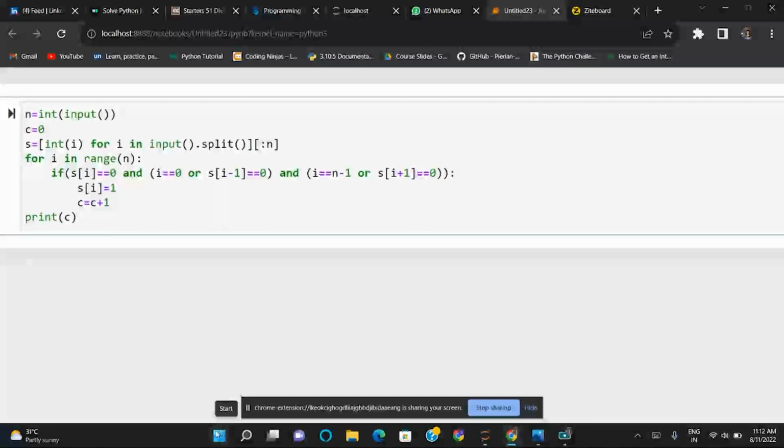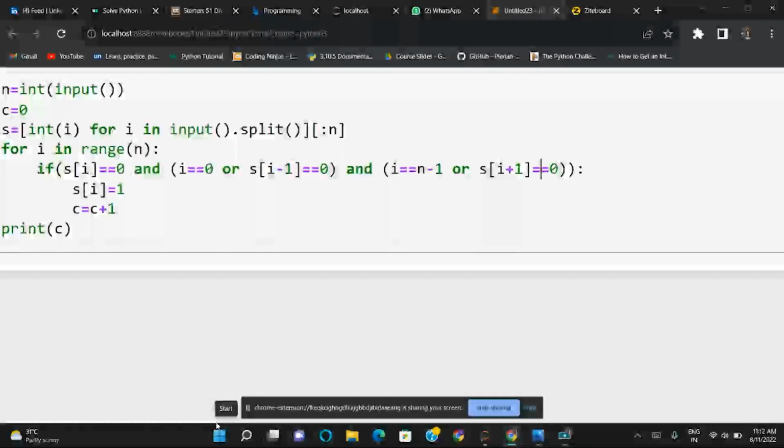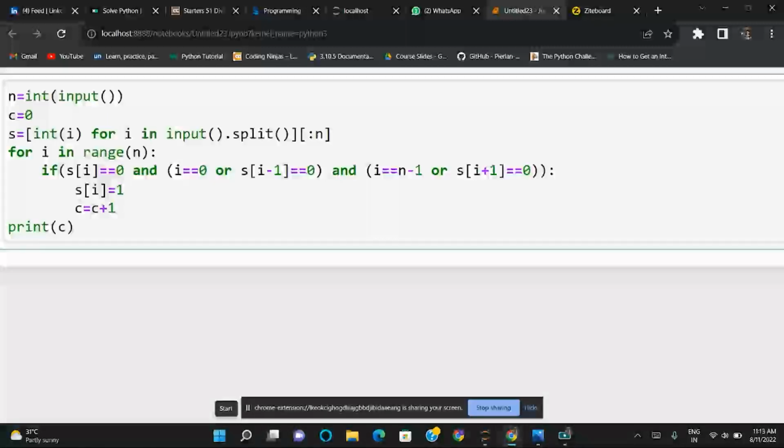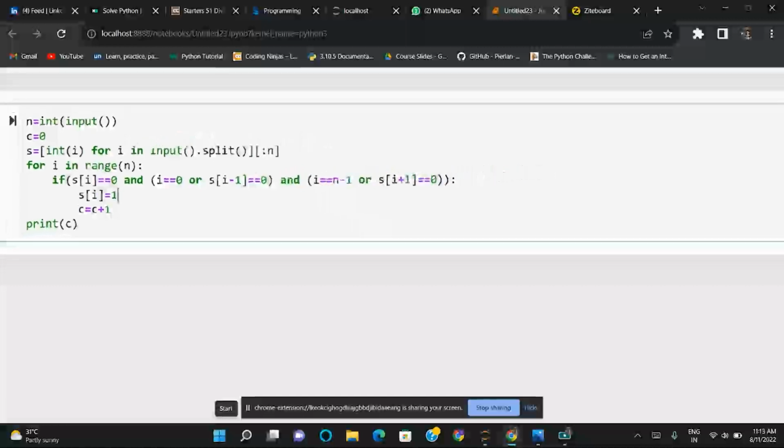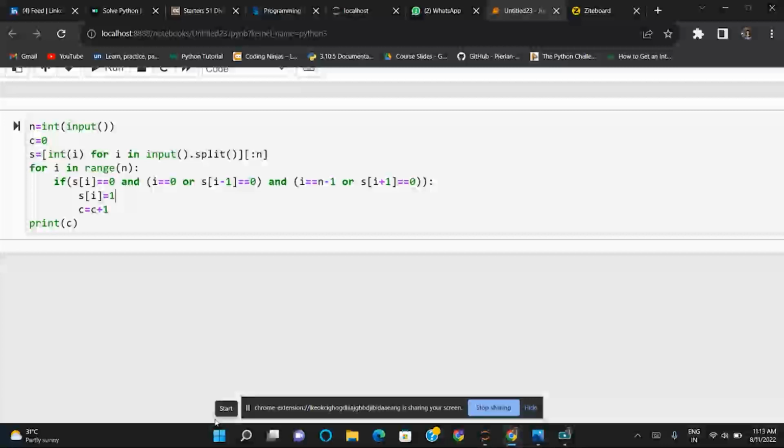So if these conditions are true, then you have to place the person in the list. That is this statement, S of I is equal to 1. As you're writing 1 over here, you're telling that a person is being seated in the particular chair. So this is one of the cases. So you'll increment the count value, and you have to print the total number of possible ways where the persons are being seated without violating the COVID rule.